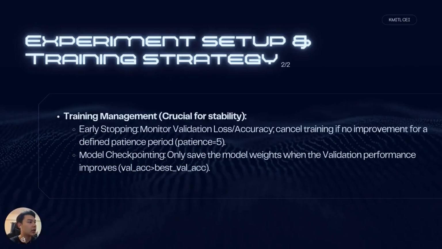Now, moving on, we'll be talking about training management. To make the training stable and reliable, we use two techniques. First, early stopping, which stops the training when validation performance stops improving, with the patience set to 5 epochs, as shown in the slide. Second is model checkpointing, where the model only saves its weights when the validation accuracy reaches a new best value. This ensures that we don't overtrain and that we use only the best model for testing.